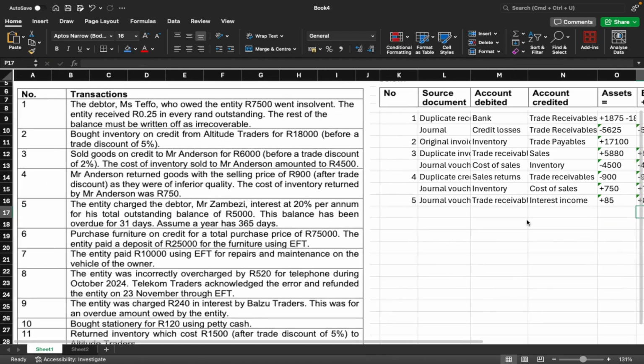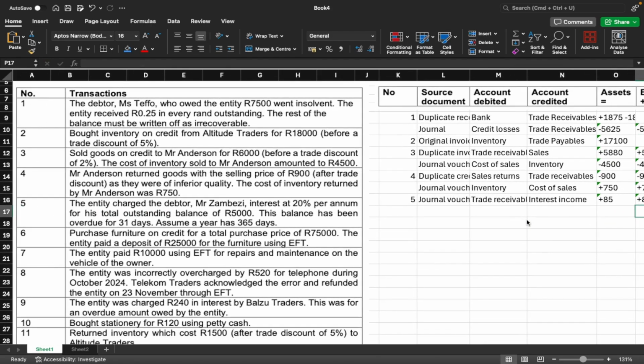Let's go to number 6. Purchase furniture on credit for a total purchase price of 75,000 rand. The entity paid a deposit of 25,000 rand for the furniture using EFT. So what is happening here? We're buying furniture for a total price of 75,000 rand. So that's the first thing.